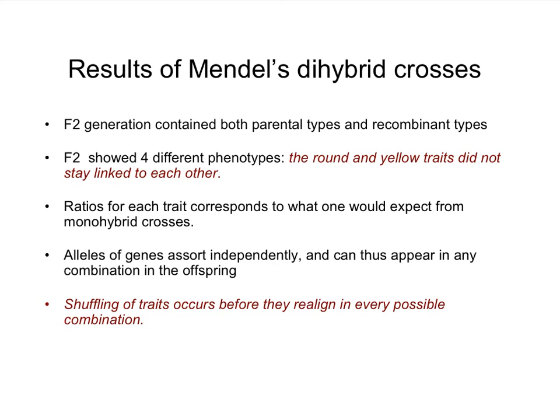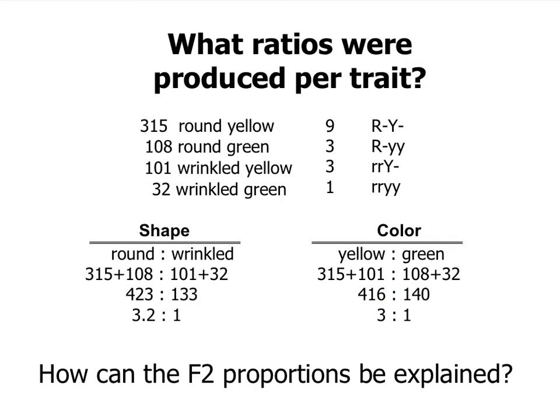Here is again the summary of Mendel's dihybrid crosses. I'm not going to read them to you. You've already read them in class, I hope, and you've taken notes on this. Here again are the ratios produced per trait, the shape and the color, and again the demonstration of 9 to 3 to 3 to 1, once you've reduced the numbers 315, 108, 101, and 32. And notice that they're not exactly 9 to 3 to 3 to 1. They're about 9 to 3 to 3 to 1.